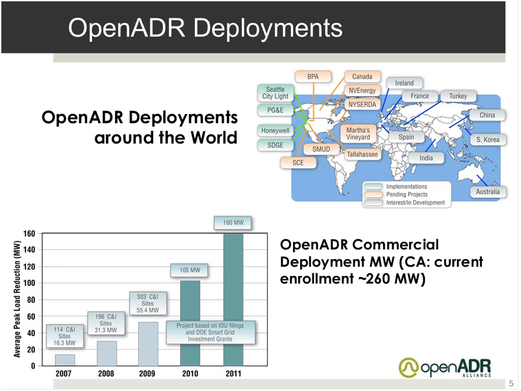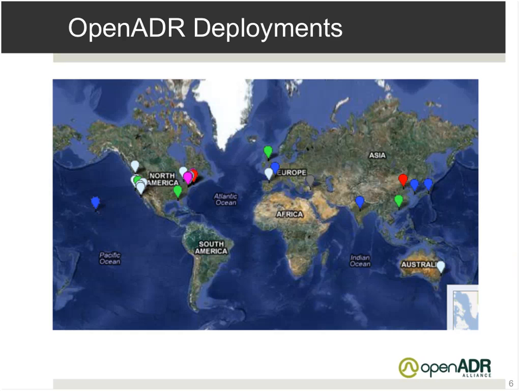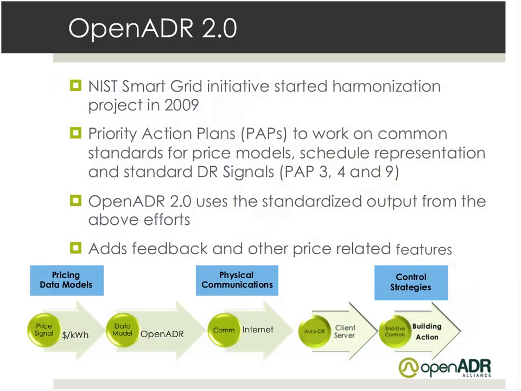So OpenADR has been around for some time now. In its earliest incarnation, it was known as OpenADR 1.0 or just simply as OpenADR. And today, there are about 260 megawatts of controllable load installed worldwide based on the original OpenADR standard. And if we look at another map, you can see that there are deployments here in North America. So it's not just a California initiative. There are OpenADR deployments throughout North America, in Europe, and scattered throughout Asia, including Australia. So this is truly a global approach.